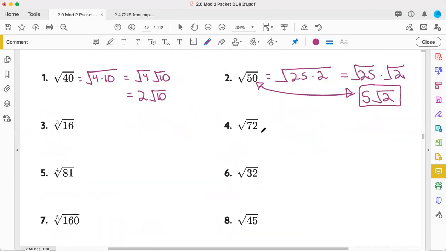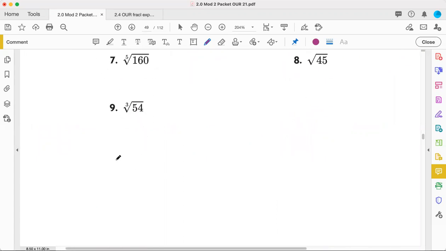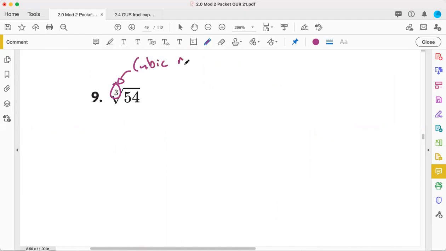So let's keep going. Let's find one that's a little bit more challenging. Let's try 3. So we're taking the cubic root. I know it's a cubic root because that's 3. So we're taking the cubic root of 54. So really, we're aiming for some term, like we said previously a perfect square, but now we're looking for a perfect cube, like 8, because you can get 2 times 2 times 2.